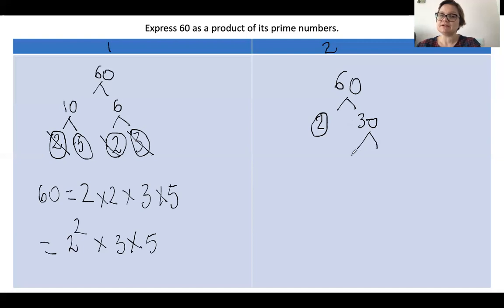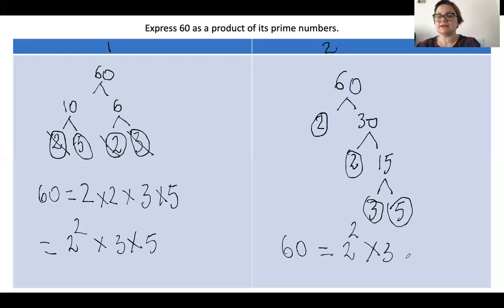So 30 is, again, an even number. There's another 2 here, and then 15 on the other side. Circle the 2. 15 is not a prime number, so continue. But we know that 15 is in the 3 and 5 times tables, which both of them are prime numbers. And here we go, we have exactly the same answer. So 60, see, is a multiplication of 2 to the power of 2 times 3 times 5.